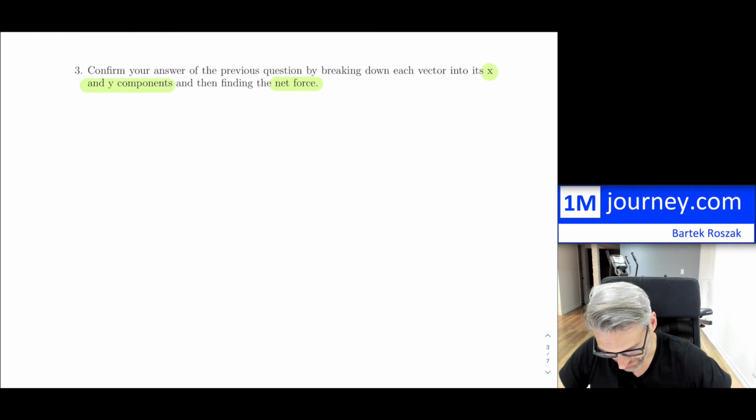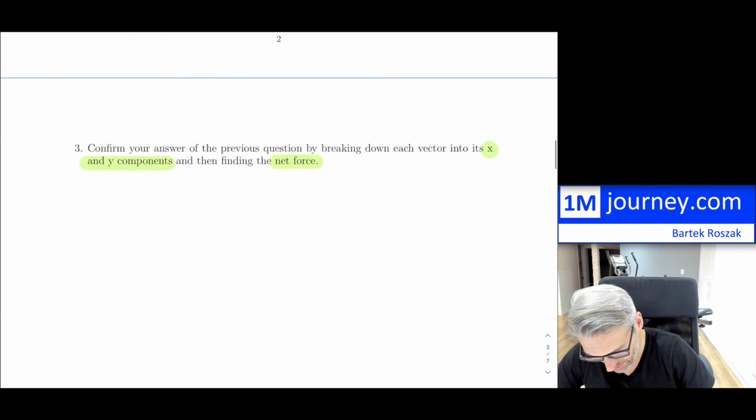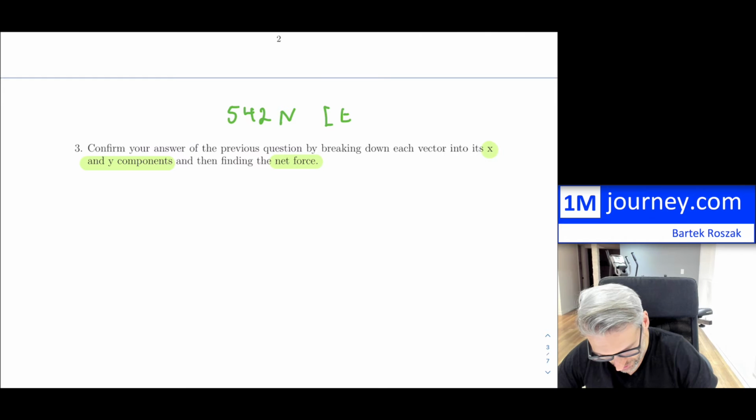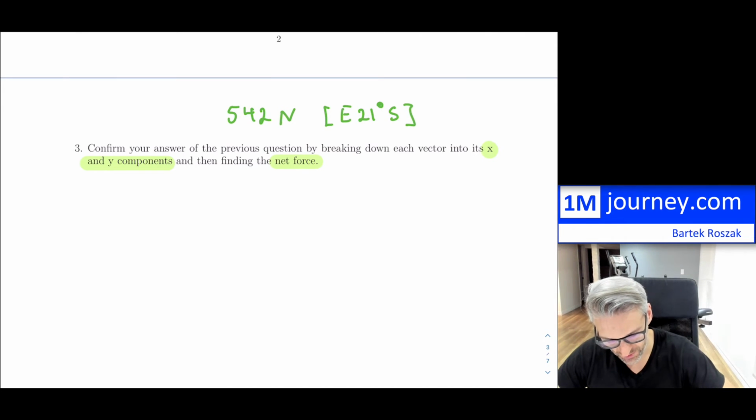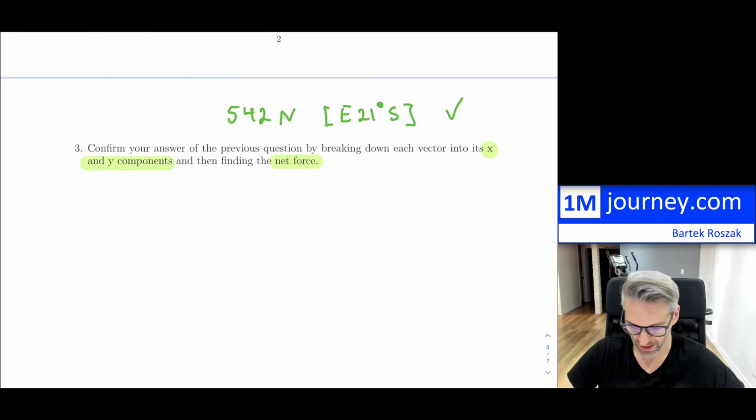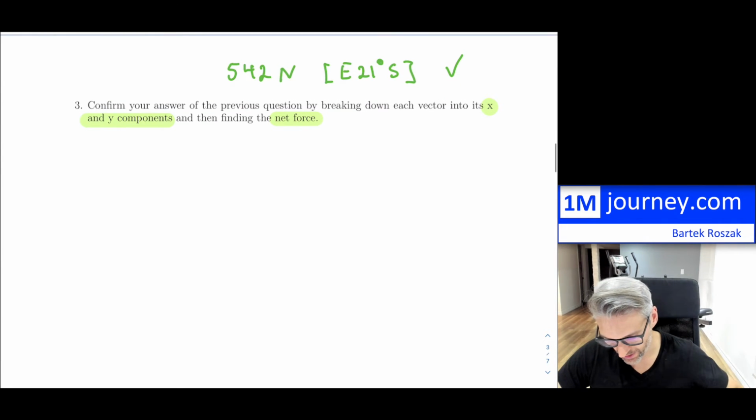Okay, so let's recall this. This is just for reference. It was 542 newtons, and the direction was starting from east, 21 degrees south. All right, so that's what we got by graphing and scaling. Now we're going to break it down into components.